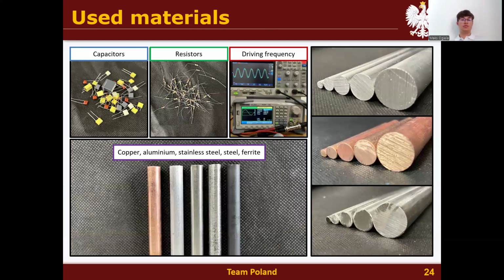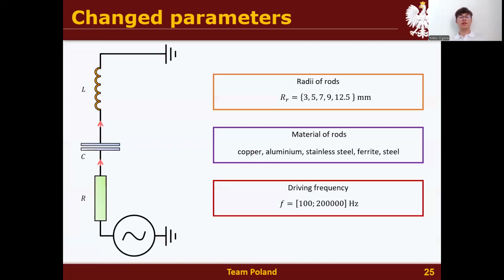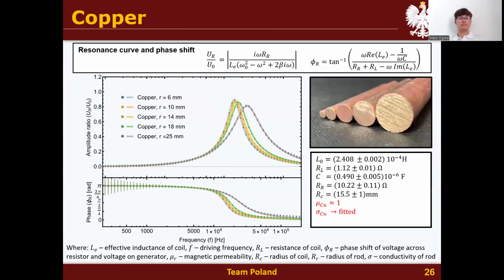Now the materials used in our setup. So we use the capacitor and the resistor for our LRC circuit. We use different driving frequencies and different driving amplitudes using our waveform generator. And we use different materials of the rods that we were inserting into our coil: copper, aluminum, stainless steel, steel, and ferrite. Here we can see the parameters of the setup that we changed and the values of them.